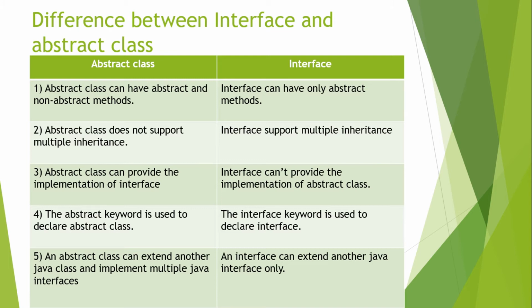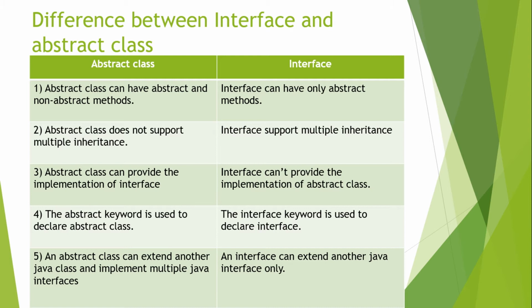Now, interface supports multiple inheritance. As we already learned, an interface is a class-like structure but not a class. That is why an interface is very much okay with multiple inheritance. We can have multiple inheritance with an interface. An abstract class can provide the implementation of an interface. We can implement an interface with an abstract class, but an interface can't provide the implementation of an abstract class. We cannot inherit a class from an interface. So this is the difference.